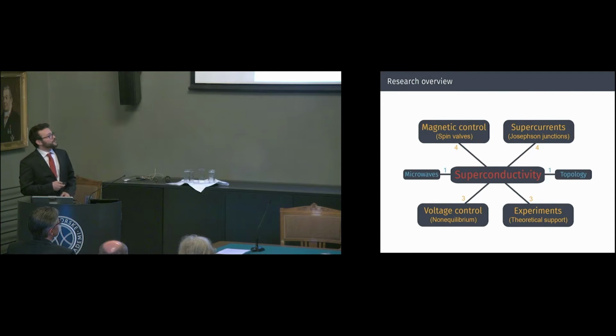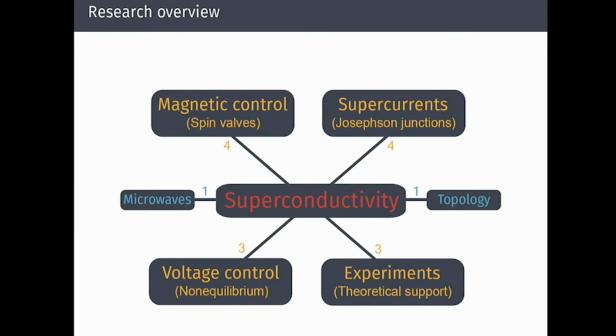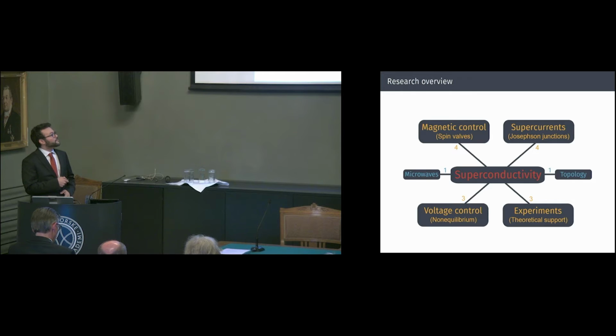The 4 main ones would be magnetic control, meaning how can you control superconductivity using magnets; voltage control, which is how can you use voltages to push superconductors out of equilibrium and do useful things with them; and supercurrents, which is the study of these resistance-less electrical currents flowing in superconducting systems, and providing theoretical support for experiments.